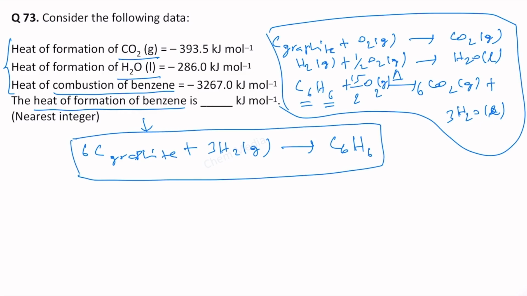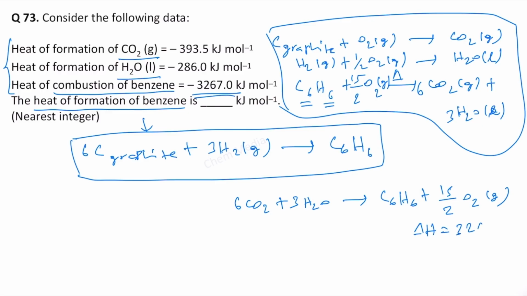Now how can we get to this equation from these three equations? We have to reverse equation 3 at least, isn't it? So that the benzene will be on the product side. So let's do that first. 6 times CO2 plus 3 times H2O giving C6H6 plus 15 by 2 O2. So this means the delta H value we need to change now. So this would become plus 3267. Because if we are changing products into reactants, then we need to change the sign, and we have to multiply the first equation by 6.